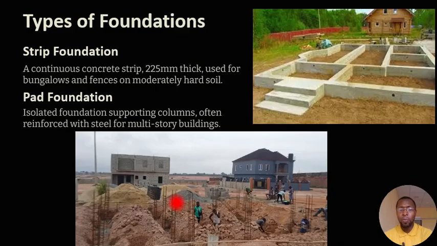So it's made for storey buildings like 2, 3, 4, 5 storey buildings. This steel is there to make it stronger so that the building does not collapse. And we cannot find this type in strip foundation because strip foundation is strictly made for bungalows, so there is no need for this reinforcing steel you could see here. That is what we have referred to as pad foundation, an isolated foundation that supports columns and is reinforced with steel.